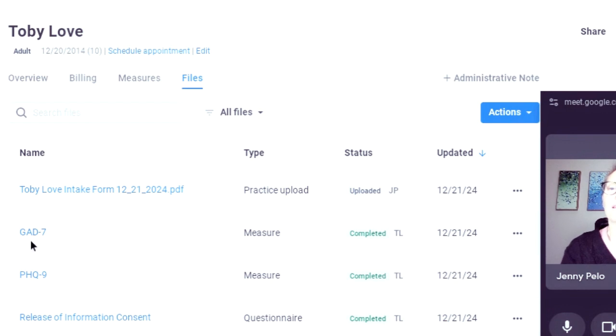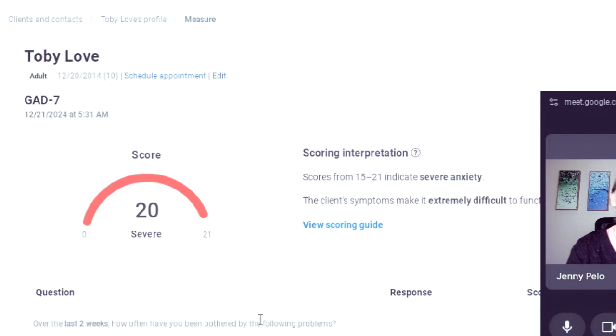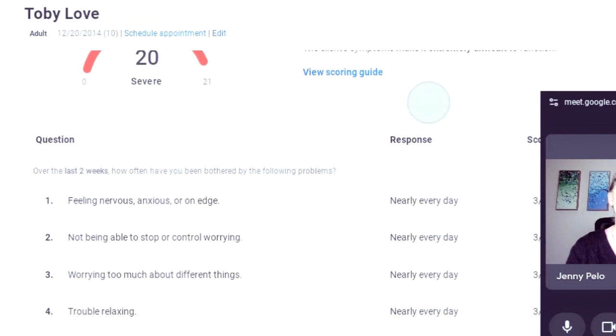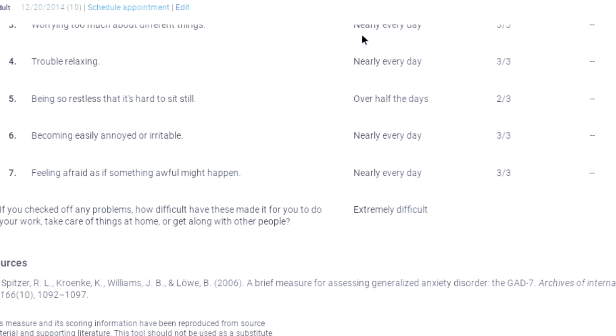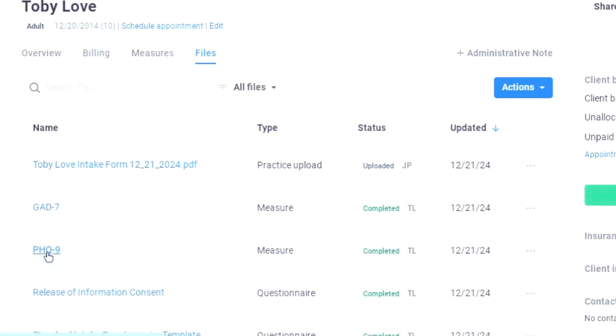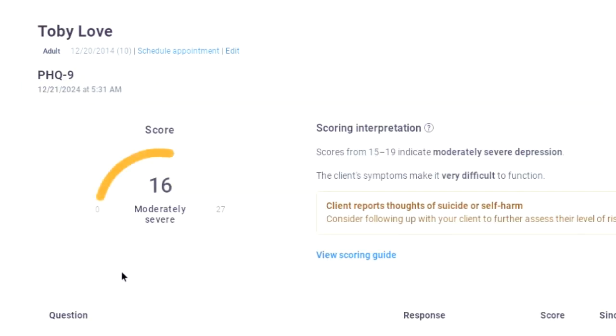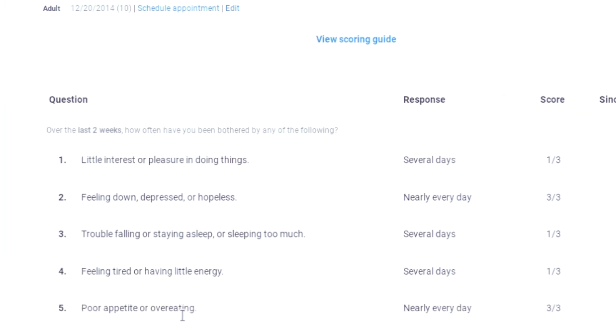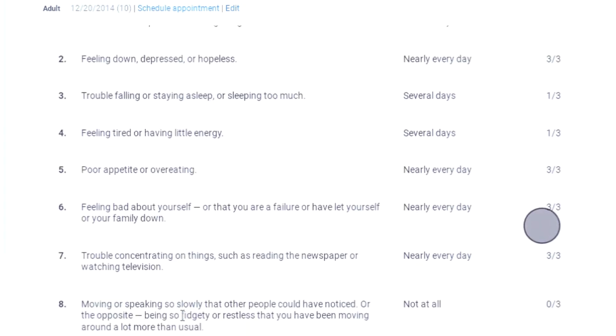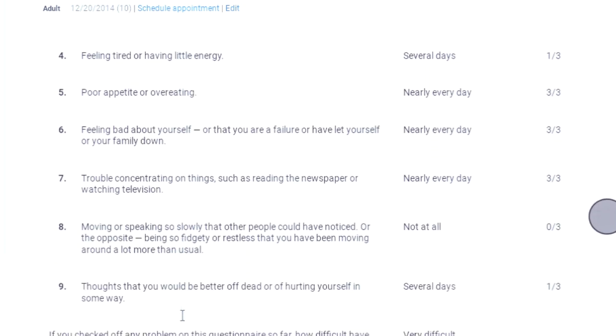And his scores on the GAD-7 show severe anxiety, so you can go through and see how Toby answered those questions. And look at his PHQ-9. The client reports thoughts of suicide or self-harm, so you get a warning when people do that. So this is just how it looks on SimplePractice, but of course, there's lots of different ways that you could do this. And you can just see how he answered those questions.